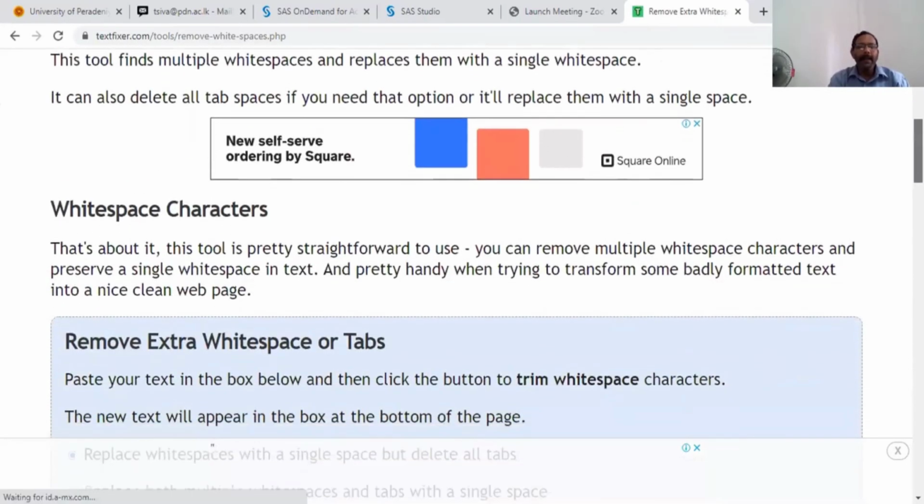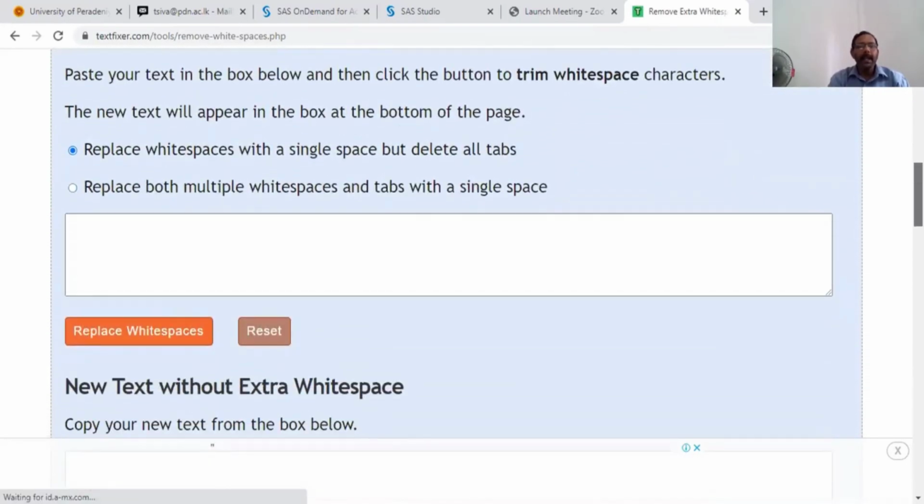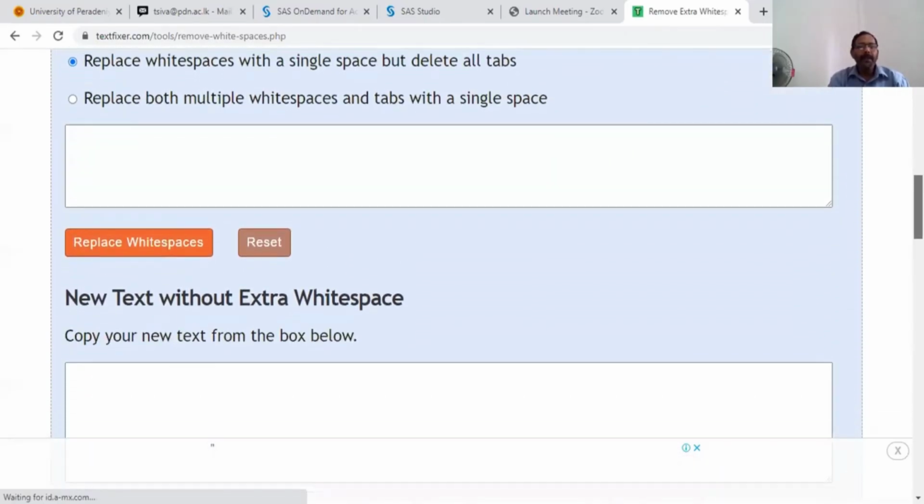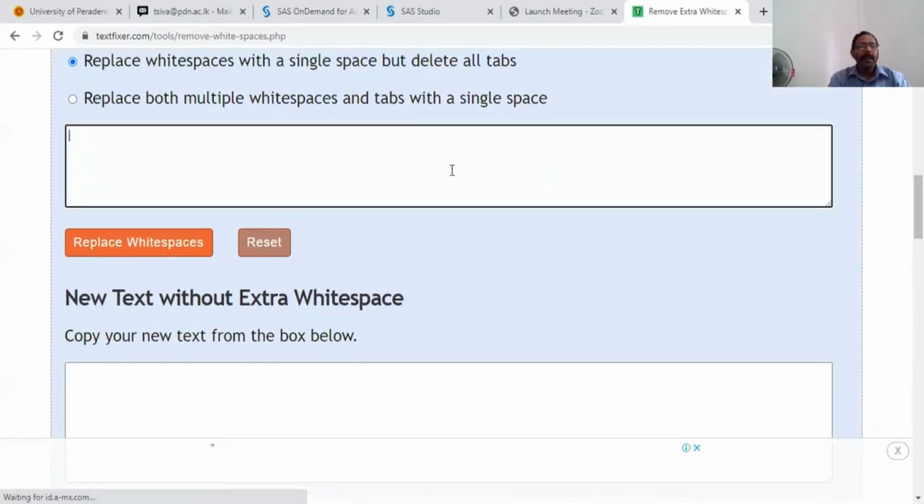Go back. So you see there are two boxes. You can see two boxes. In one box, we'll have to bring our data. Then it produces the same data compatible with SAS. Right? Right. Now I'm going to go. Can you all see?